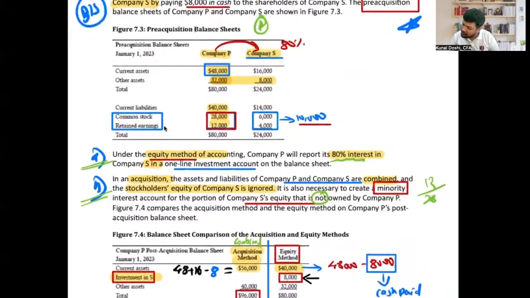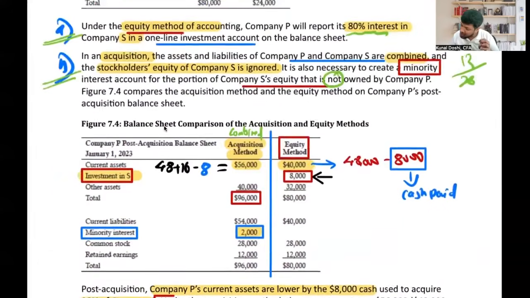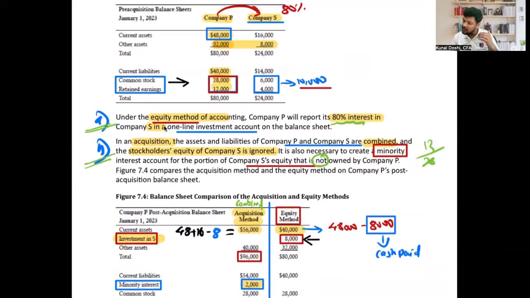If you check the stock and retained earnings here, you will see they are also the same. However, in the acquisition method, you add everything. So what we do is that in the acquisition method, if let's say here my current liabilities were 40,000 and here it was 14,000.